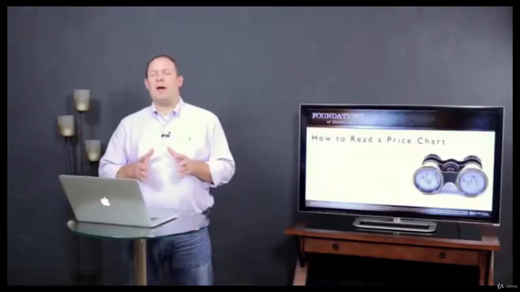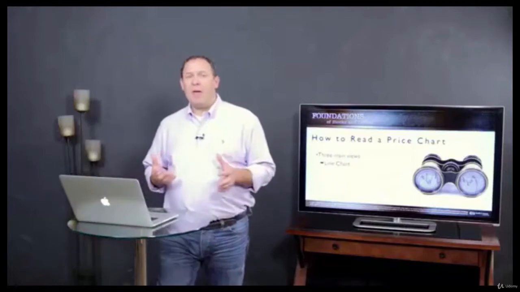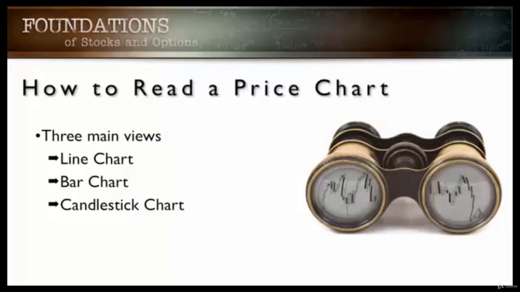So now let's talk about the way that we display this data. There are 3 main views of how we look at these 4 key price points. The first one is what we refer to as a line chart. The second is a bar chart. And the final one is what we call a candlestick chart. Let's look at each of these in more detail.